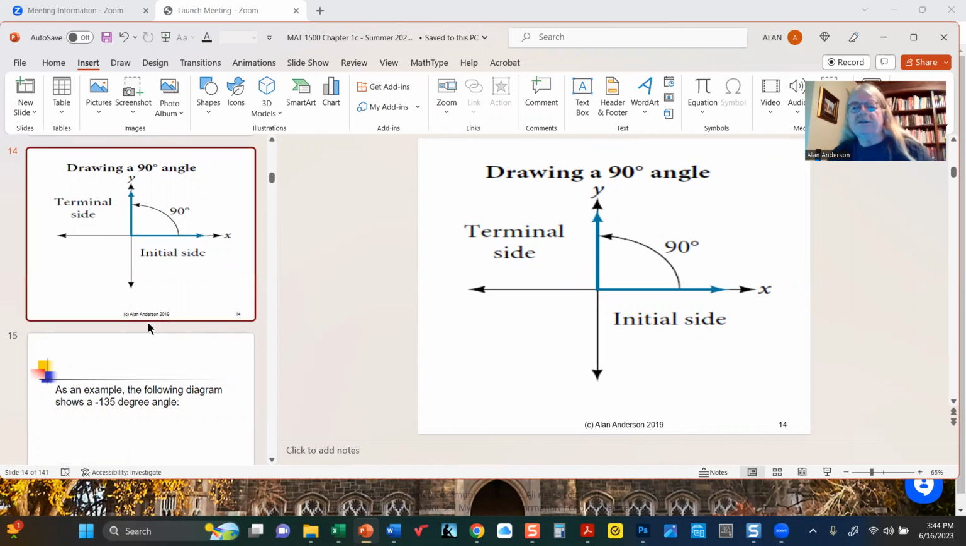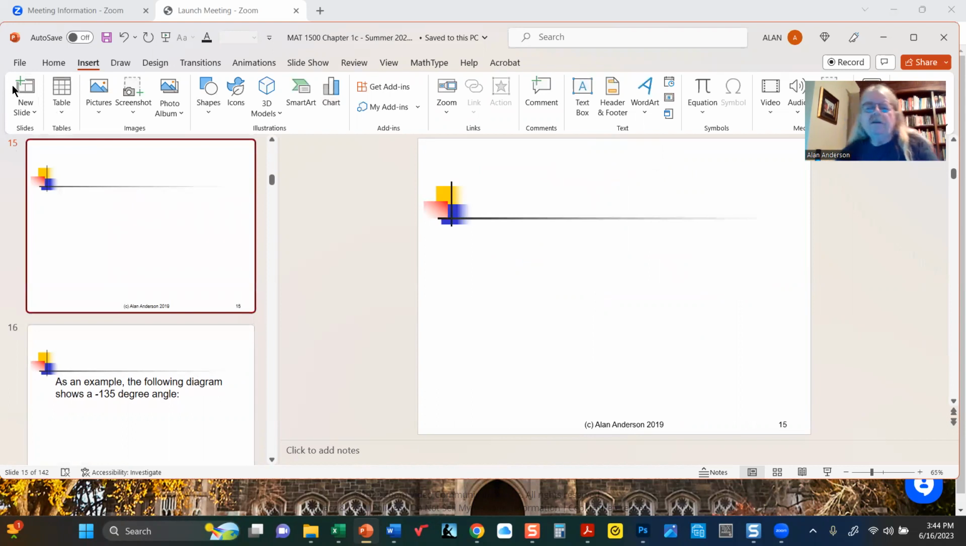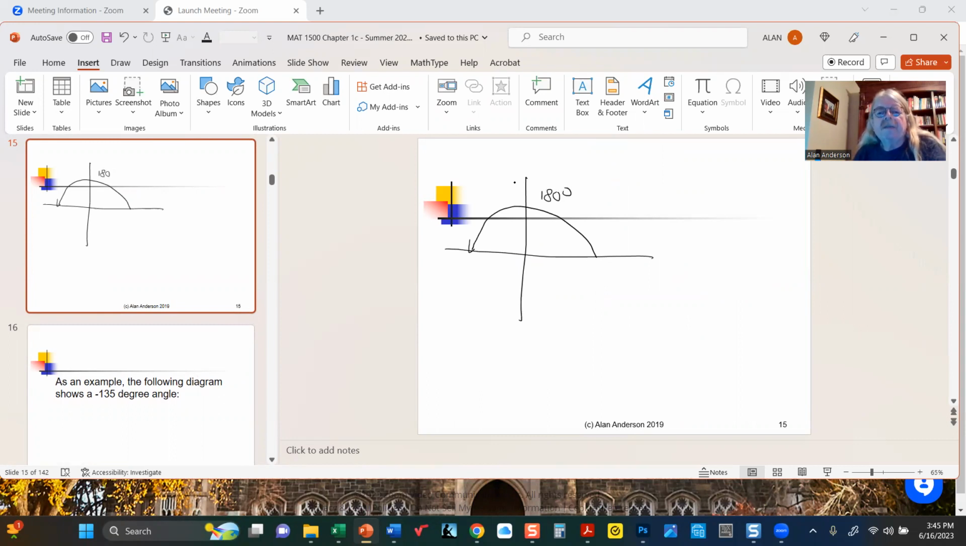Now, here's where it gets interesting. If you notice, we go in this direction. Let's say we went all the way into the horizontal axis. This would be 180 degrees. It's understood with this measure that we're moving in a counterclockwise direction.